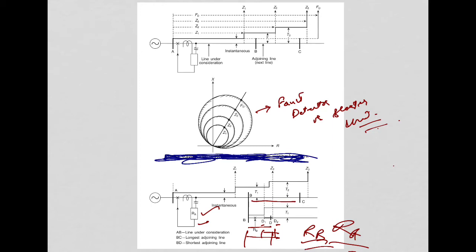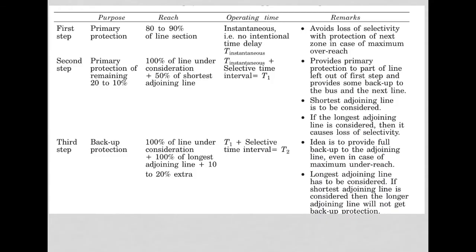Now again the same information is displayed here. F0 is in this case the fault detector unit or the starter unit. The RX diagram for this is given by this, then Z1, then zone Z2, then zone Z3, then F1 is the fault detector or starter unit. Everything related to that is tabulated here, and then we can explain the philosophy of the three-step distance protection. So we can summarize it.